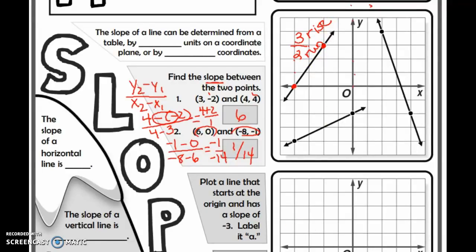So we always count up first and then we count the run. Let's start with this one. We're counting up 1, 2, so that's our rise, over the run, 1, 2, 3, 4. Can I simplify this? Yeah, and I have to. 2/4 is the same as 1/2. So our slope in this problem is 1/2.